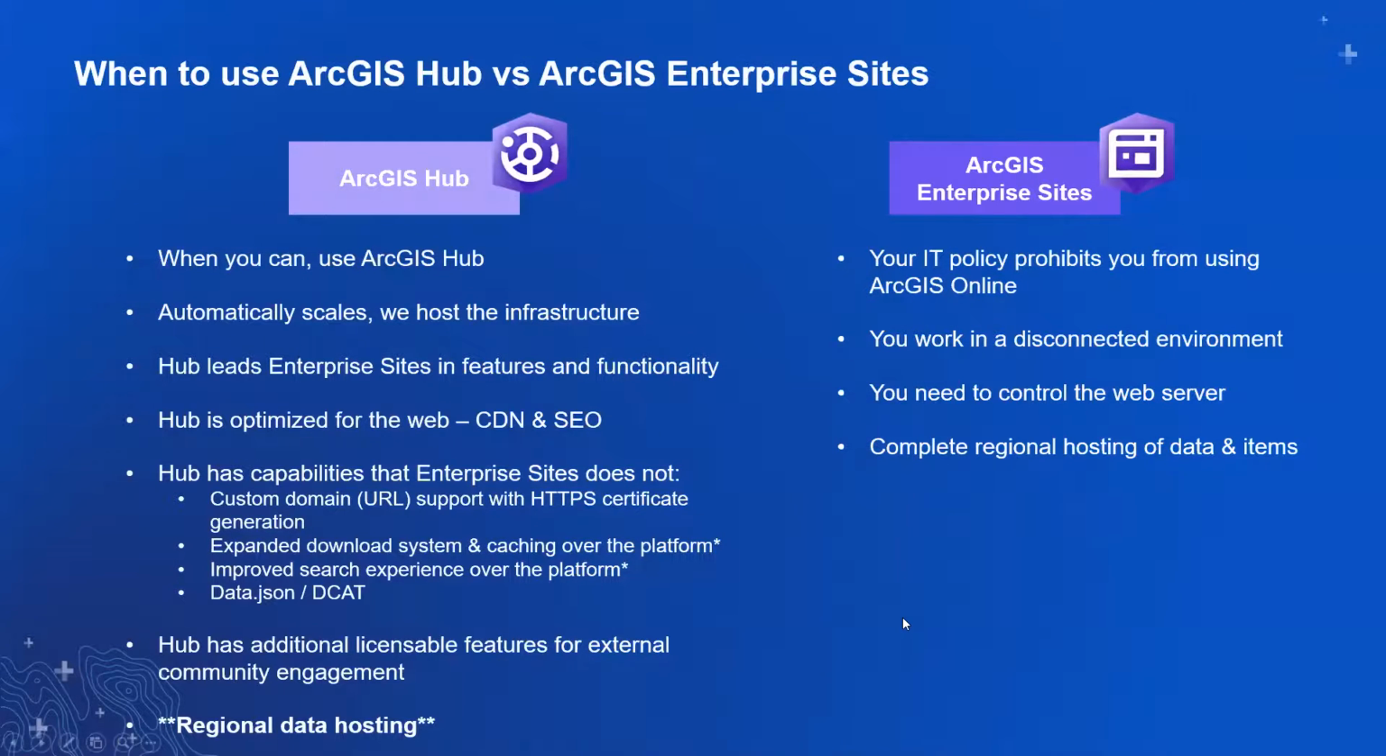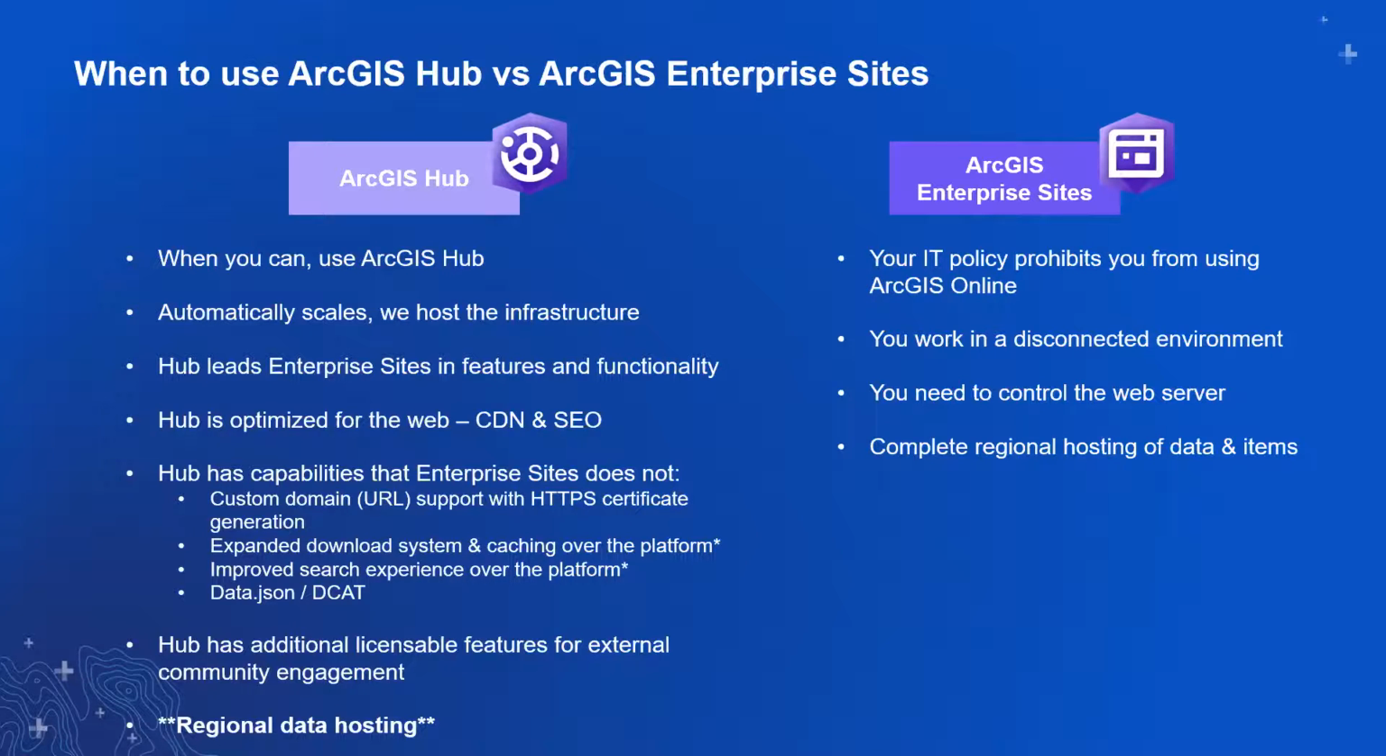So if I've got Enterprise, why would I want to bother to use Hub at all? An enterprise site obviously lives in ArcGIS Enterprise, so it's on premise, and maybe your IT policies prevent you from using ArcGIS Online, or you work in a completely disconnected environment, and this is all going to have nothing to do with the public. You're doing this just within your own organization. You want to control the way the web server interacts with the outside, and you want to host all of the data and items on your hardware or in your own private cloud. So that's the argument for enterprise sites.